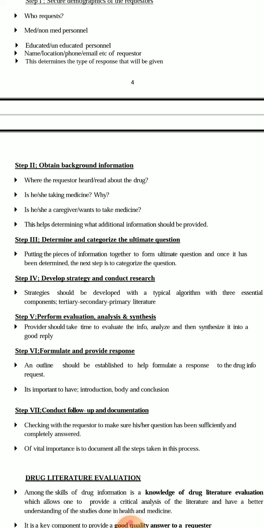The third step is to determine and categorize the ultimate question. Whatever question has been asked by the inquirer, we have to find the answer by questioning according to the request, putting the pieces of information together to form the ultimate question. Once it has been determined, the next step is to categorize the question. The fourth step is to develop a strategy and conduct the research.